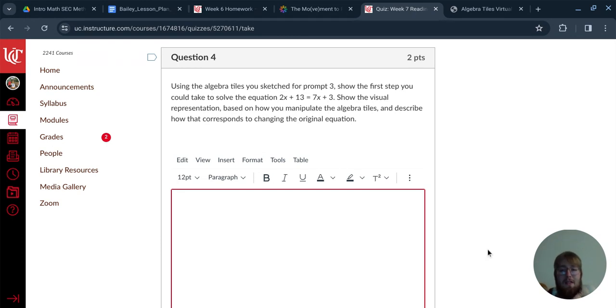So, question 4 of the reading quiz. Using the algebra tiles you sketch for prompt 3, which I have over here in this tab, show the first step you could take to solve the equation 2x plus 13 equals 7x plus 3. Show the visual representation, that's what this part is, based on how you manipulate the algebra tiles, and describe how that corresponds to changing the original equation.